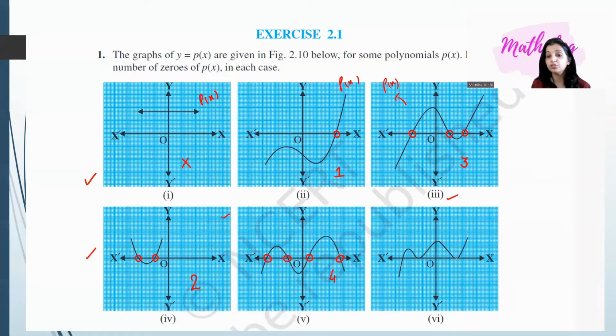And here also we can see this graph touches the x-axis, right? So we will consider this as 1 point, this is the second, and this is the intersection point. Okay, so the number of zeros here is 3.